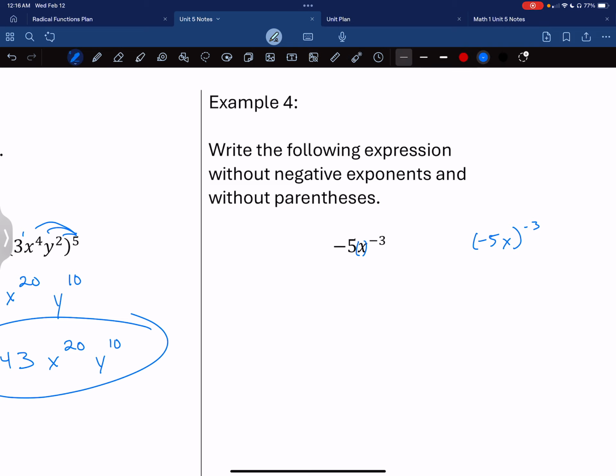So if I wanted to write it, let's do this left-hand side in red. I'm going to have negative 5 on top, and I'm going to move x to the 3 down. And we are actually done. That's the actual answer to the problem.